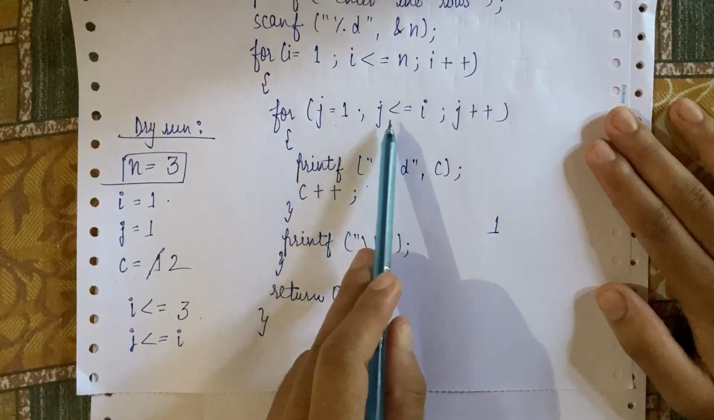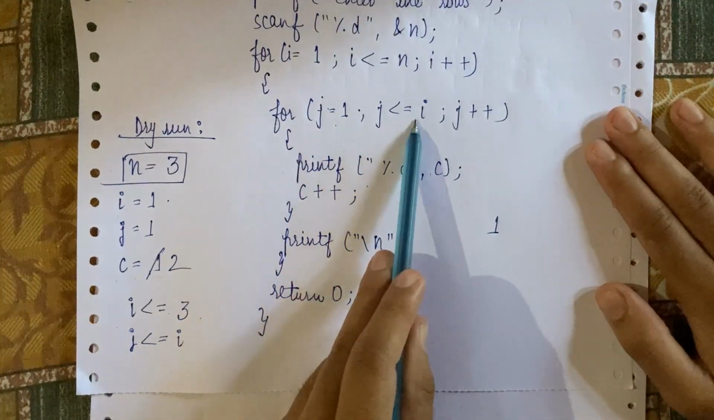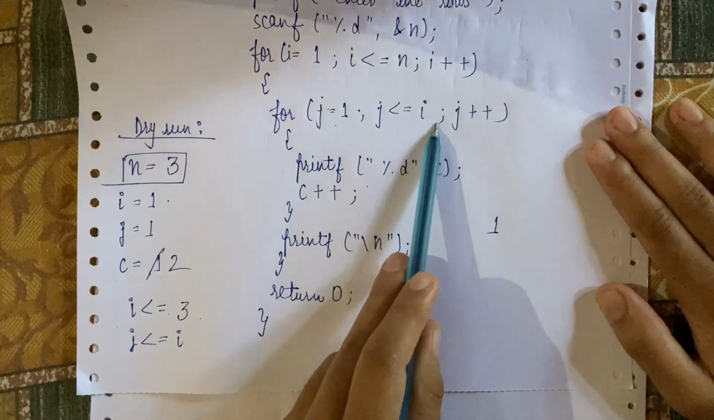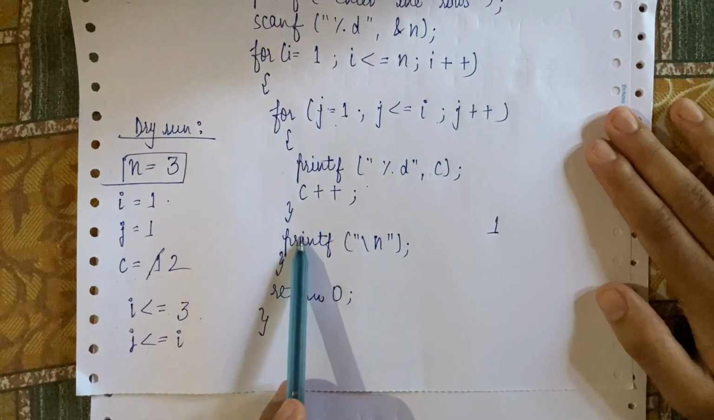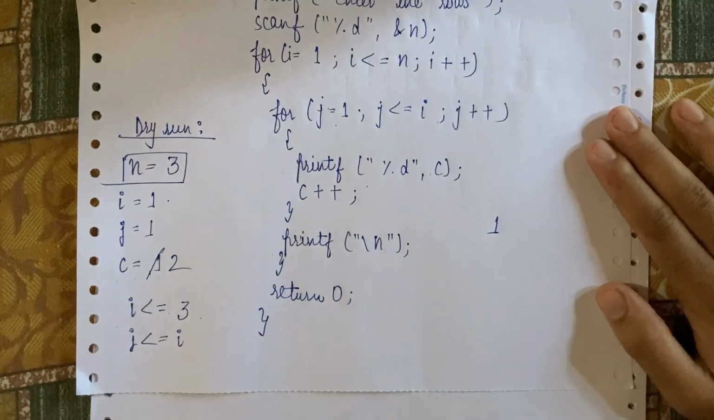Again the condition will be checked. j is now j plus plus. j is now 2. 2 less than or equal to 1? False. Condition is false. It will come out of the loop and move the cursor to the next line. \n moves the cursor to the next line. That means the cursor is now here in the next line.